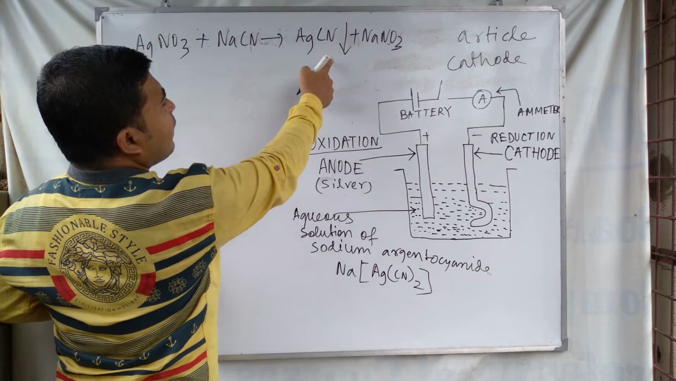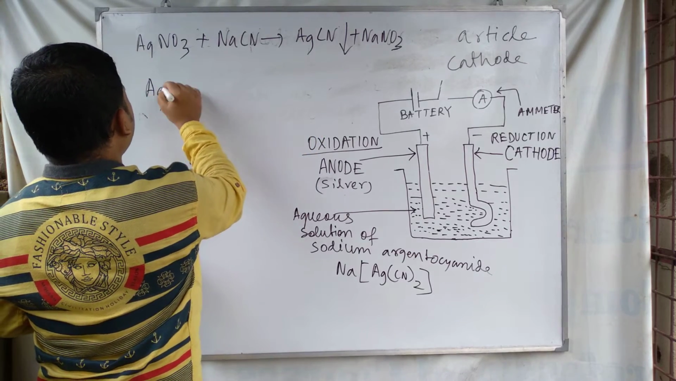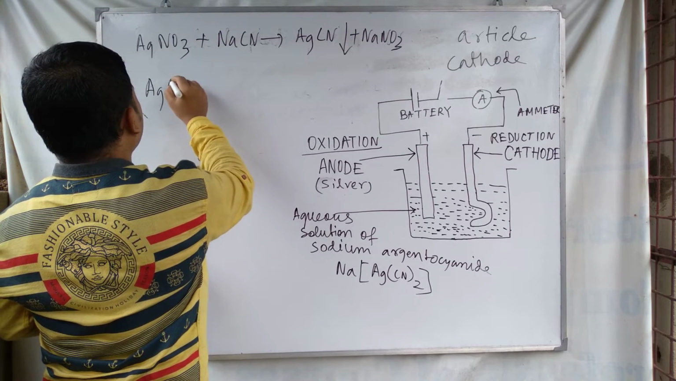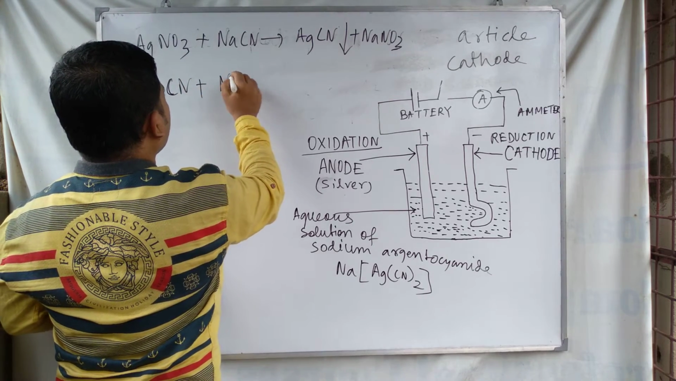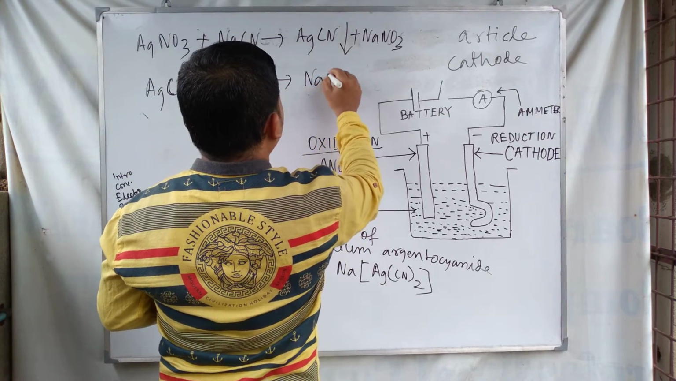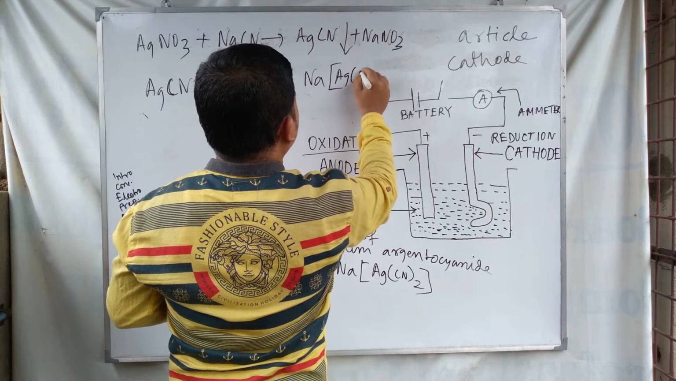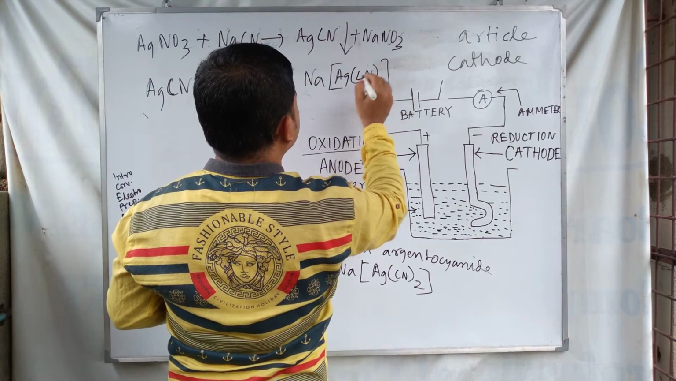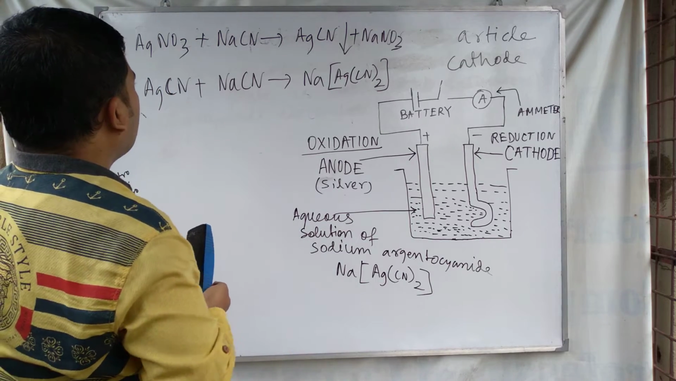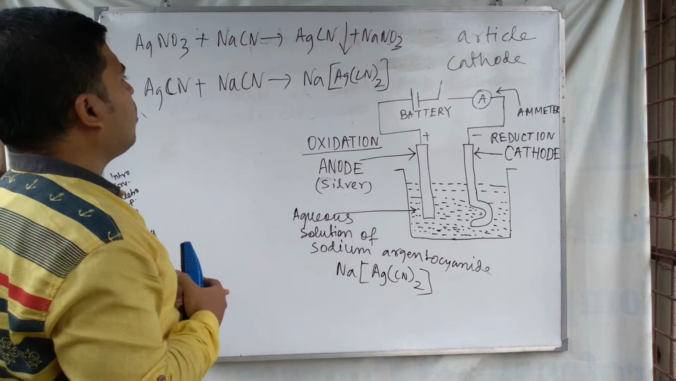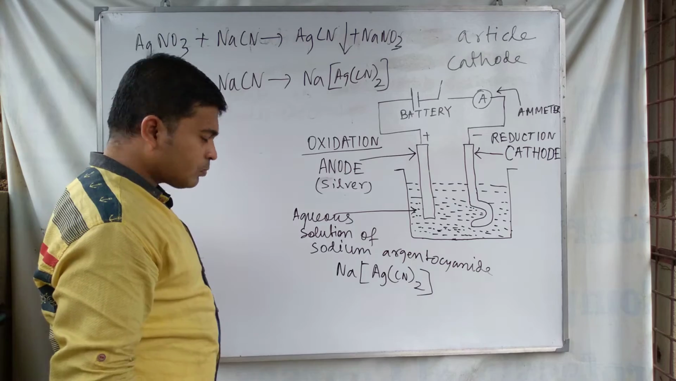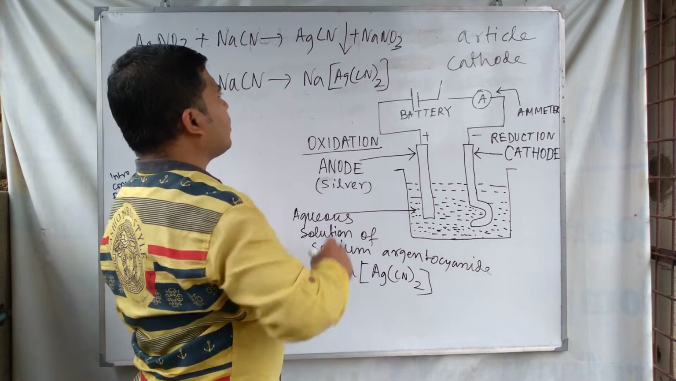This precipitated silver cyanide reacts with NaCN, and this one is formed: NaAg(CN)2. Silver cyanide, when it again reacts with sodium cyanide, forms sodium argentocyanide. This one is called sodium argentocyanide.